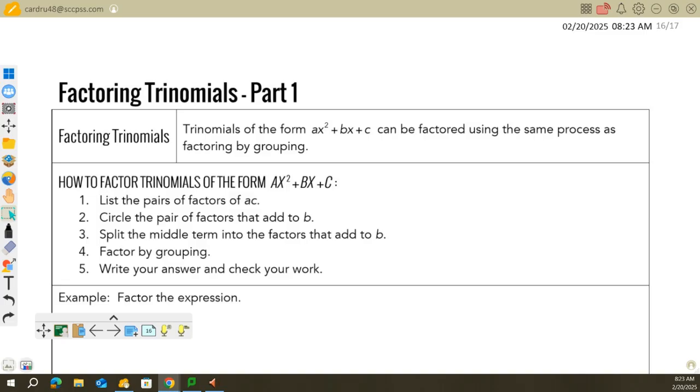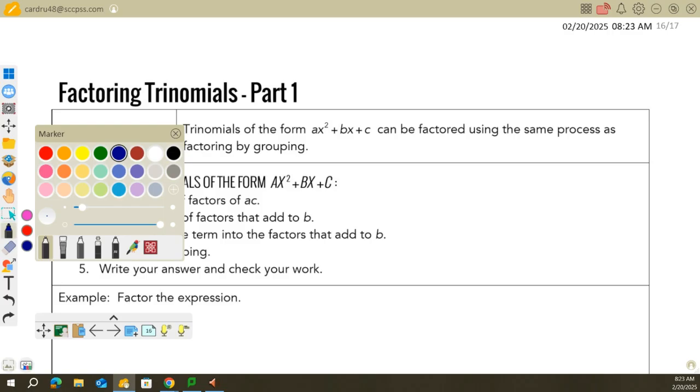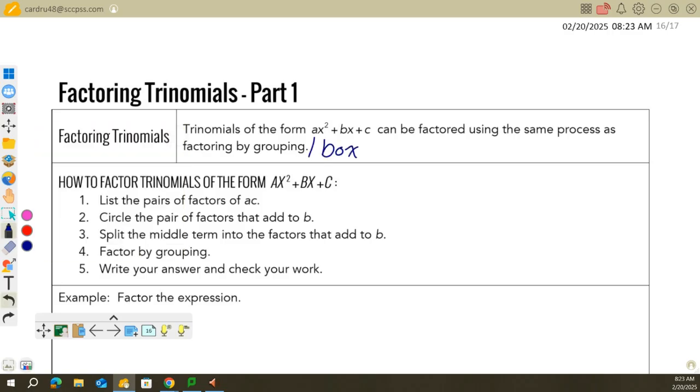So trinomials of the form ax squared plus bx plus c can be factored using the same process as factoring by grouping or factoring by box method. So how do we factor trinomials of the form ax squared plus bx plus c? We're going to take this a, the coefficient of our first term, times our constant, and we're going to list all the pairs of factors.